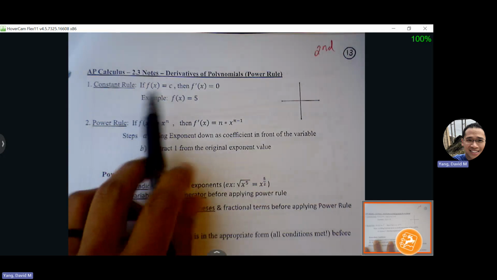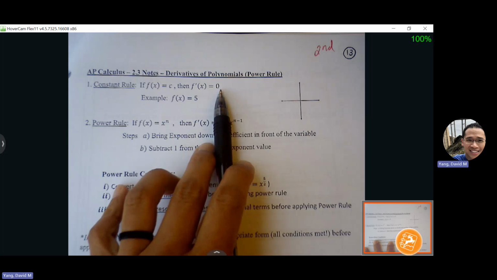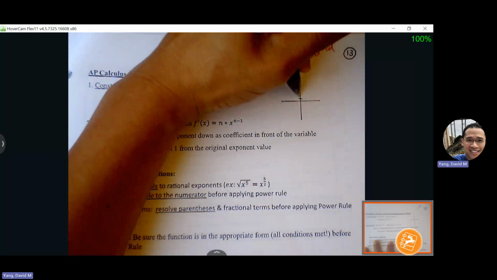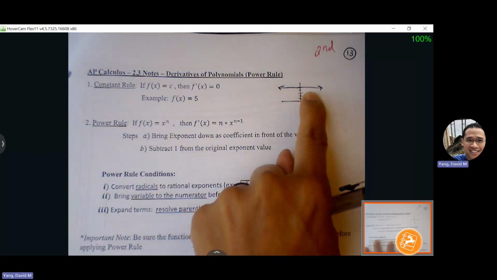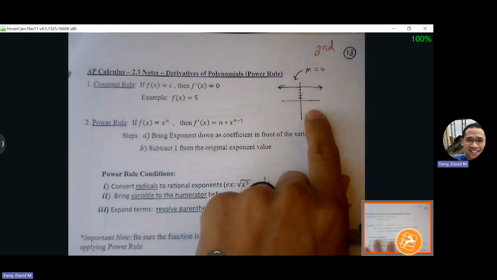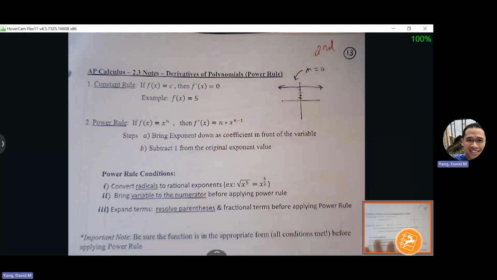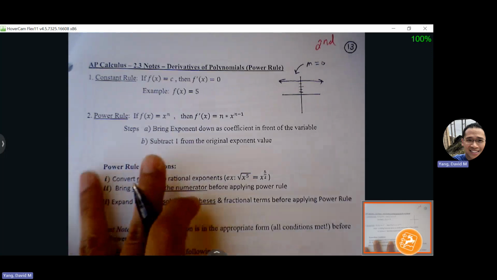So the first is the constant rule. The constant rule says that if my function is just a constant, then my derivative is always going to be 0. For instance, f of x equals 5. That's just a horizontal line. And what is the slope of every point on this line? 0. So because my slope is 0, and I know derivative is the same thing as slope, my derivative is also going to be 0 for any constant that I see. So imagine any constant is just a horizontal line, and that horizontal line is never going to have a steepness other than 0. So that's why my derivative is always going to be 0 for constants.